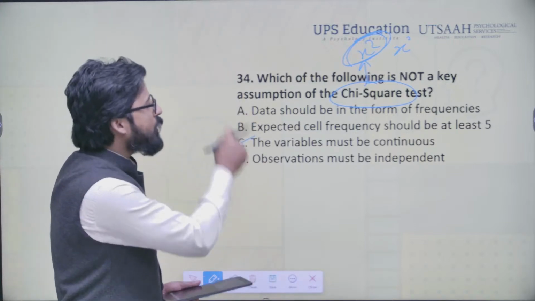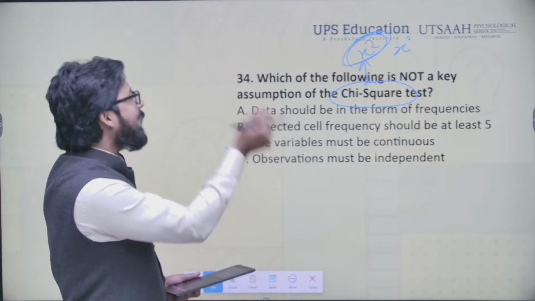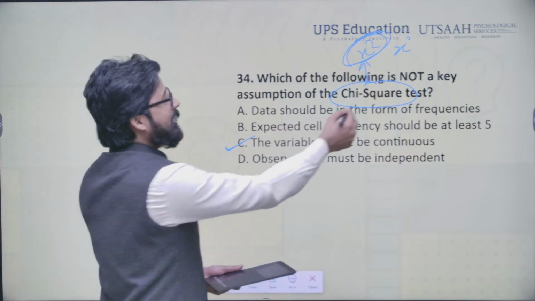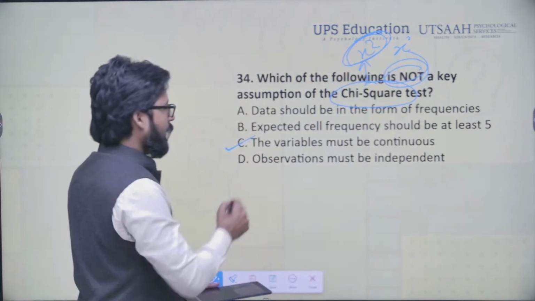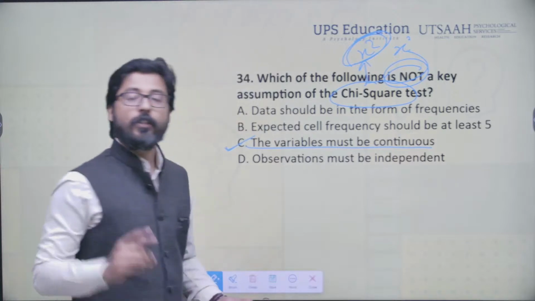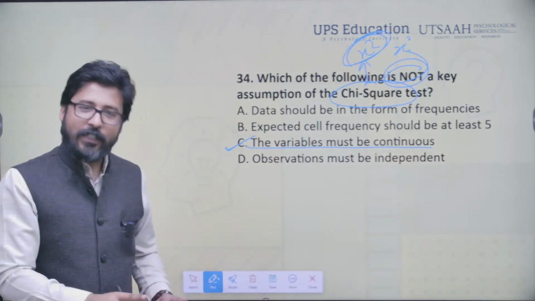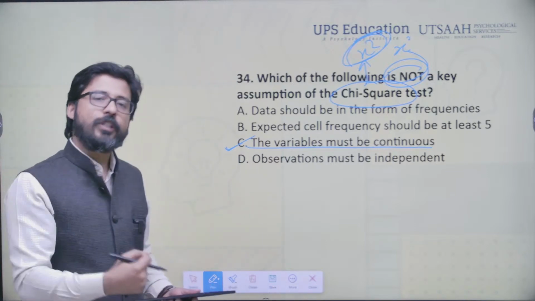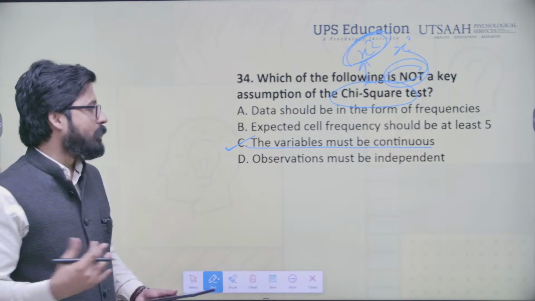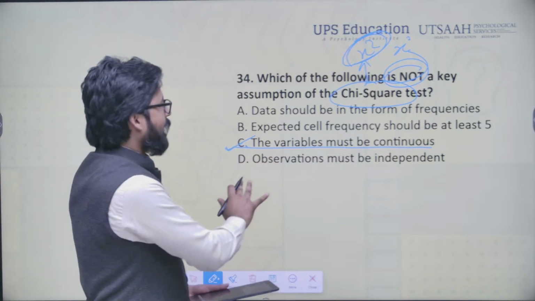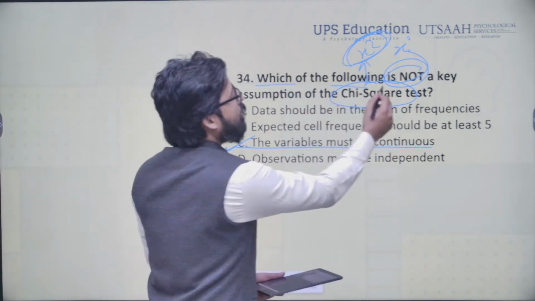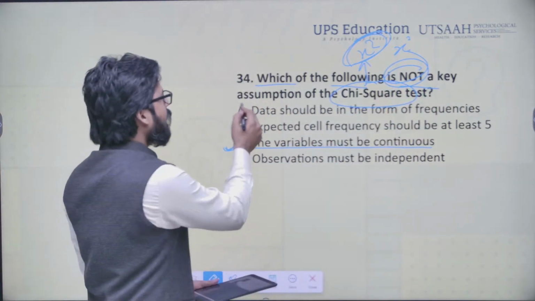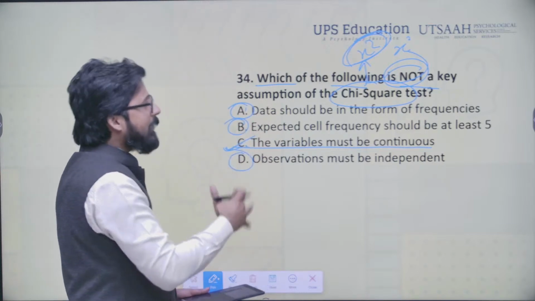The question mentions which of the following is not a key assumption for the chi-square test, and the correct answer is this, right? Just because we need to mention not a key assumption. So, the variable must be continuous. No, if the variable is continuous, then we will less likely use chi-square. Chi-square we mostly use when data is categorical. So this is wrong, right? They are mentioning which of the following is not a key assumption. So this is not the key assumption. All these other options are key assumptions.